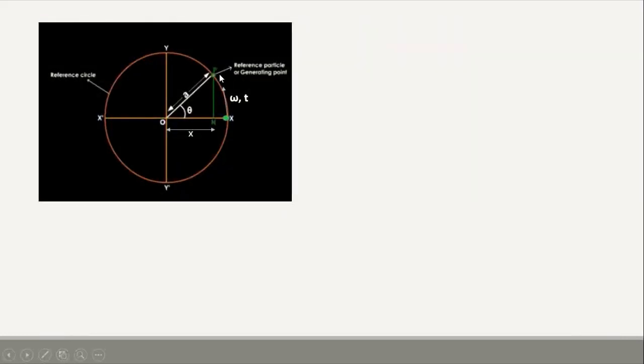So I am making a simple labeling for this diagram. Here P is a particle and its projection N is falling on the X dash reference line, and the projection has a displacement. I am taking the displacement from this point O, the reference point O.